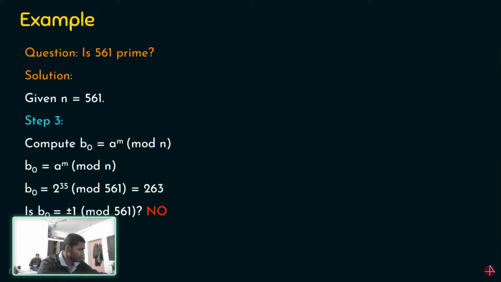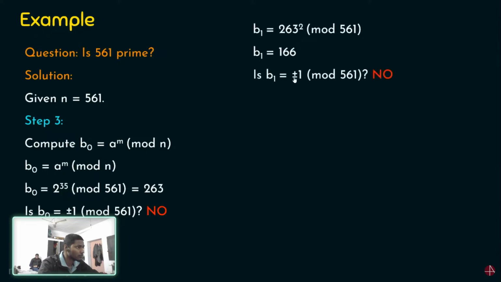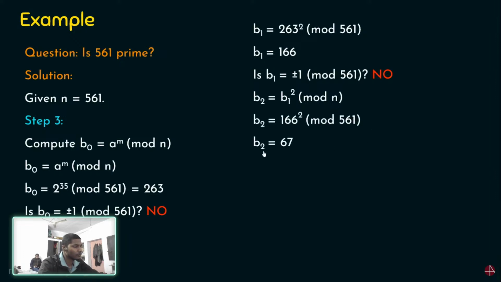How to calculate b1? b1 is equal to the previous step b naught square mod n. What is b naught? That's what we calculated in this step, right? Let's substitute the values. b1 is equal to 263 square mod 561. When we evaluate this, we get b1 is equal to 166. Is b1 either plus 1 or minus 1? No. So we are going to compute b2. b2 is equal to the previous step b1 square mod n. We will substitute the values, we will evaluate this, we will get 67 for b2.